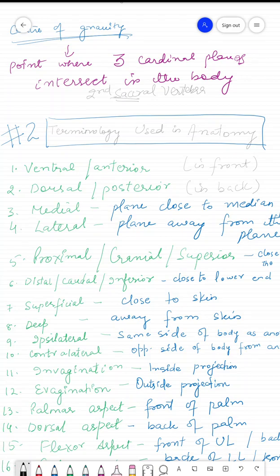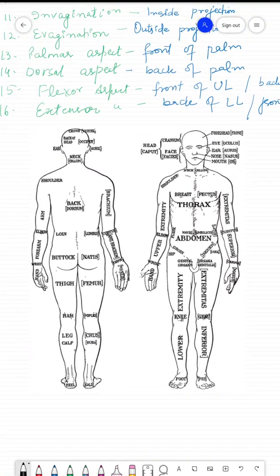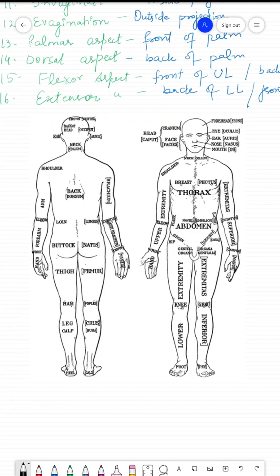So let's start with the various terminologies used in anatomy. The first one is the ventral or anterior, which means in front. Now in a human body, this portion is the ventral, which is in front. This is the ventral of the face, the anterior part of the face, neck and thorax. And in case of upper limb, this is the ventral part, and in lower limb, this is the ventral part. Whatever comes in the front is the ventral part.